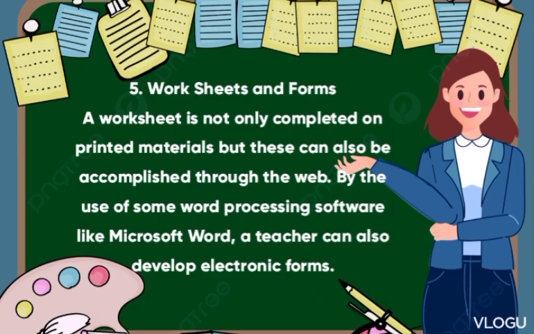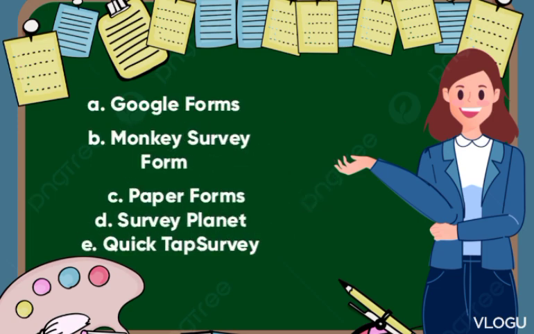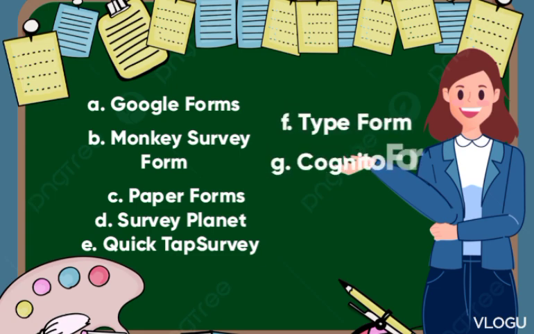Number 5, instructional material supported by technology tools, is the worksheets and forms. A worksheet is not only completed on printed materials, but this can also be accomplished throughout the web. By the use of some word processing software like Microsoft Word, a teacher can also develop electronic forms. These include Google Forms, SurveyMonkey, Paper Forms, SurveyPlanet, QuickTap Survey, Typeform, Cognito Forms, and Ninja Forms.